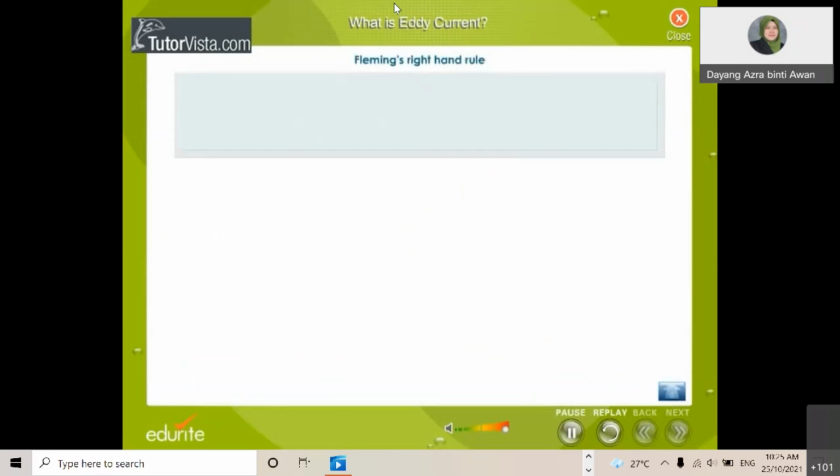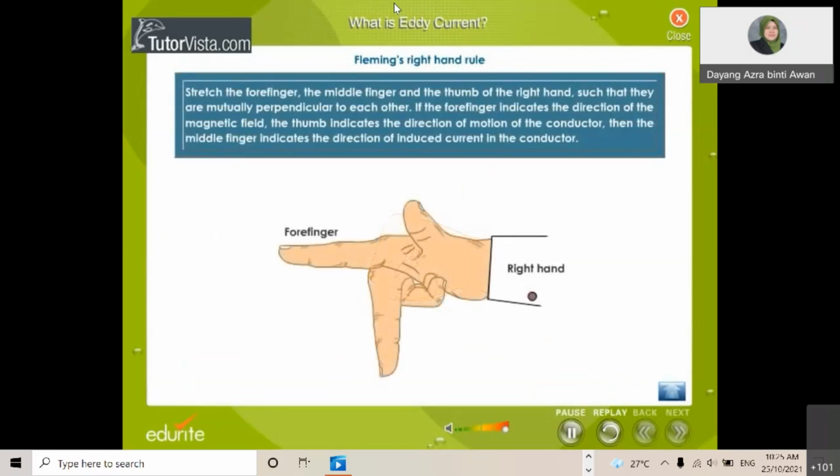Fleming's right-hand rule: stretch the forefinger, the middle finger, and the thumb of the right hand such that they are mutually perpendicular to each other. If the forefinger indicates the direction of the magnetic field, the thumb indicates the direction of motion of the conductor, then the middle finger indicates the direction of induced current in the conductor.